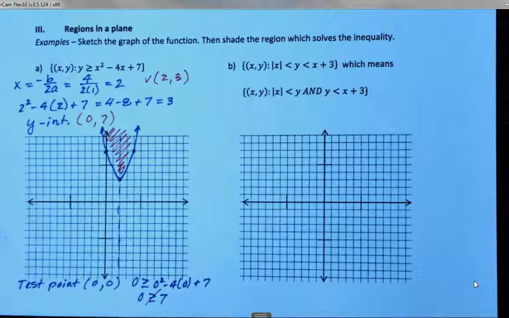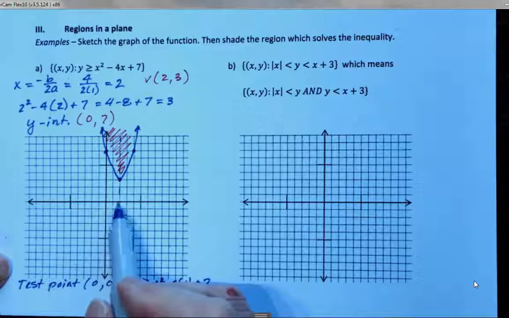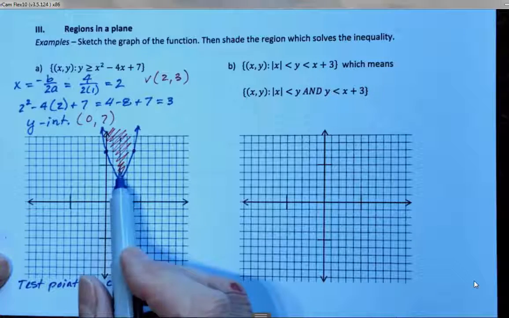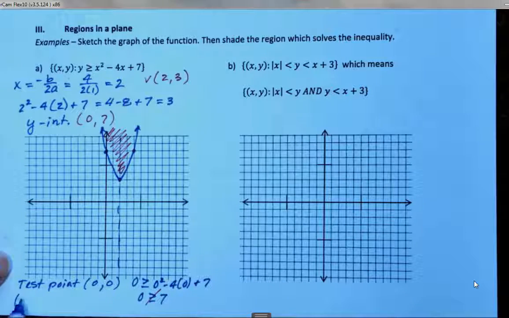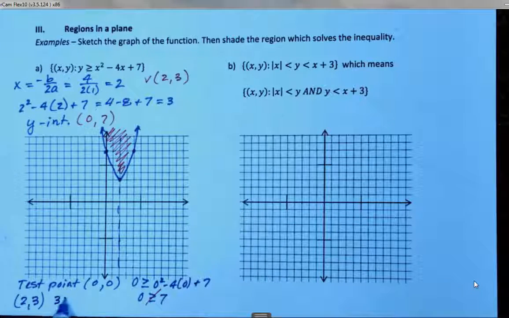So then if you want to, you can always test a point inside the parabola, for instance the point 2, 3. So if we tried the point 2, 3 and we put 3 in for y and 2 in for x, I think you'll realize that you end up with 3 is greater than or equal to 3. And is that a true statement? Yes, it is.